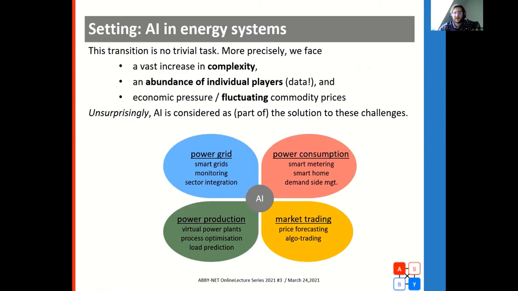We face challenges in the increased complexity of the energy system. We got an abundance of individual players, participants and stakeholders in this field, but also an increase in available data. And due to the liberalization of the energy market in Germany, we also get more and more fluctuating commodity prices for electricity, for example. So this is actually a point where the energy sector is a perfect hotbed for the implementation of AI systems, and it's not very surprising that it became so over the course of the last years. Regarding the electricity sector, all major fields like consumption, production and trading offer tasks and options in which AI might lead to solutions or improvements.